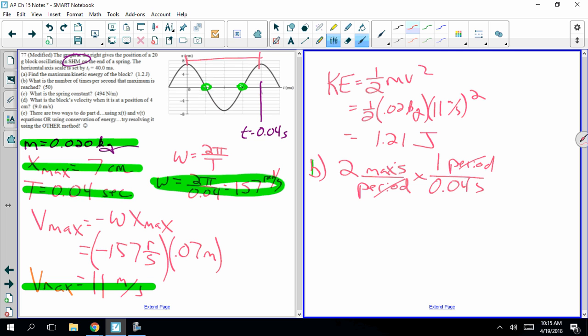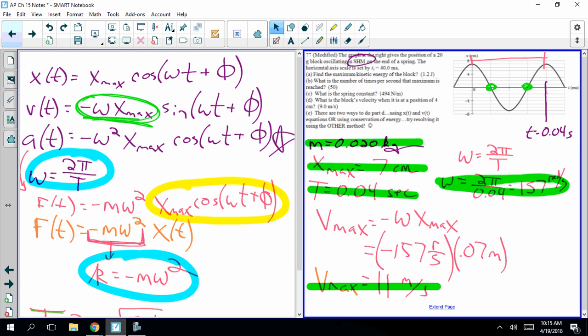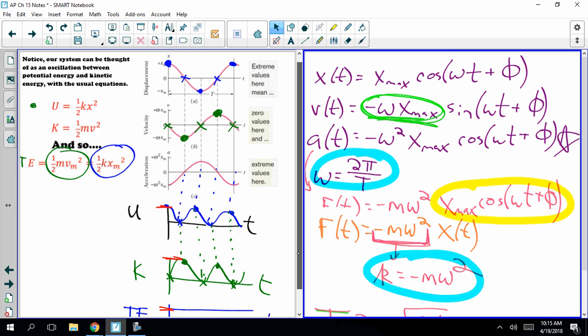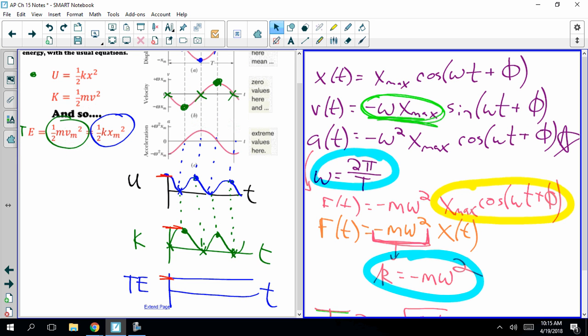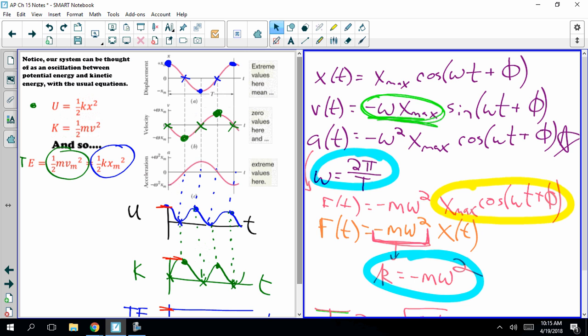Cool? If it helps any, we looked at this. Remember when we made these kinetic energy graphs? Remember we said that the kinetic energy completes cycles with twice the frequency as this, right? Because of those squares. It squares out your negatives, right? Okay, so this shows us those two maxes in one period, right? Cool?